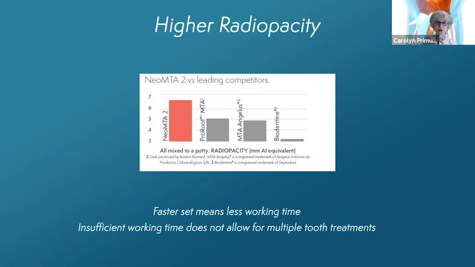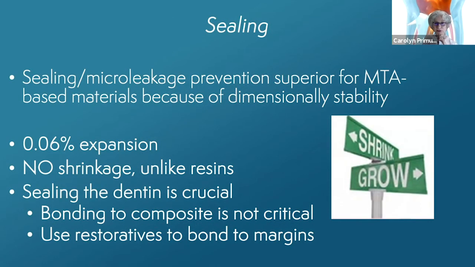The next quality that we talked about was radiopacity. And radiopacity is really handy for you to know that your material has been placed and it was stable. Neo MTA2 product is substantially more radiopaque. When it comes to sealing, the great thing that has been found for the MTA products is that they're very dimensionally stable. And that's the whole reason why Portland cement type materials or tricalcium silicates enable us to build tall buildings, because when you pour it, they don't shrink and they don't expand.